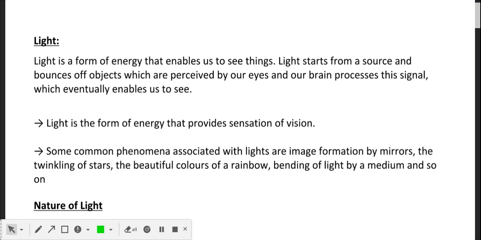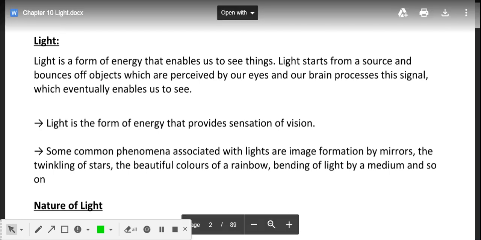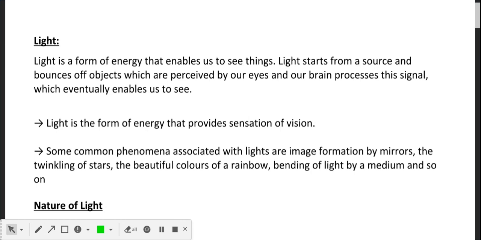Just imagine when you enter a dark room, you cannot see any of the objects. Why? Because there is no light falling on that object, due to which that object is not emitting any kind of reflected ray to your eye, and your eye cannot form any kind of image just because of no light. So light is a form of energy that provides sensation of vision. Sensation of vision means देखने की ताकत, right? So light is that energy that helps you to see the objects nearby, right?